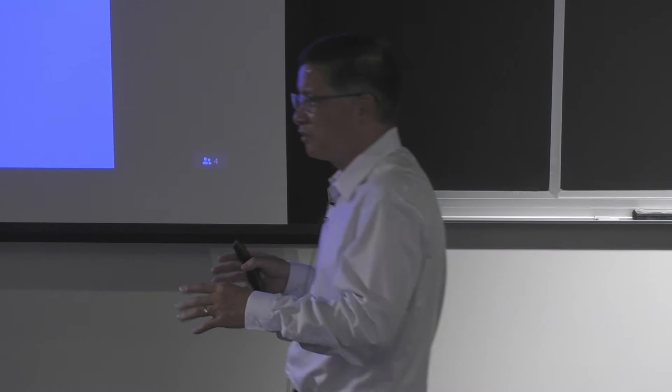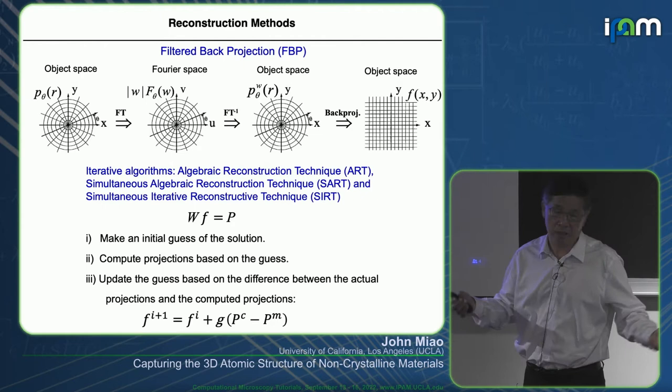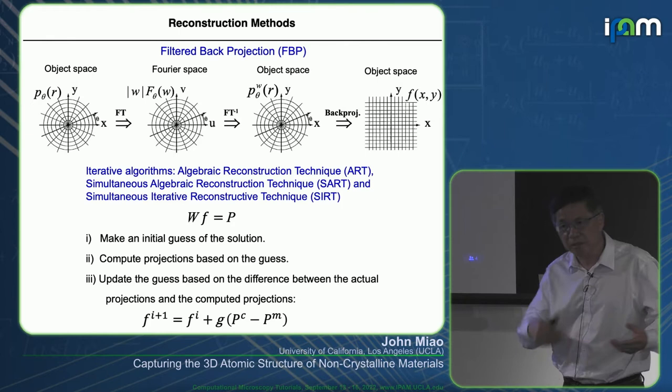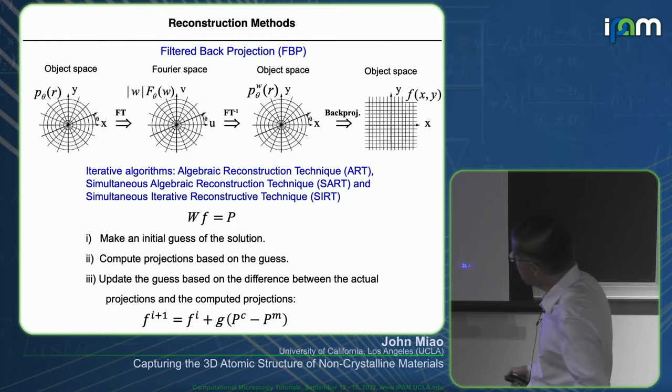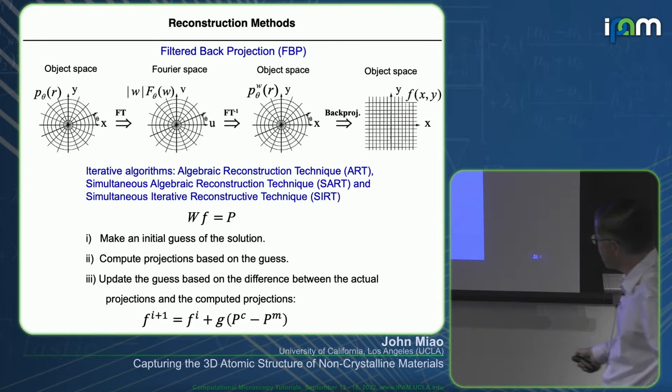There are also iterative algorithms developed, the ART, SART and SIRT. In an iterative algorithm, you have W times F equal to P, where P is the projection. W is a matrix, and F is a 3D matrix. W is determined, and P can be measured, so you want to calculate F. Usually inverting that 3D matrix is very sensitive to noise. So you use iterative algorithms: ART, SIRT, SART. Make an initial guess of a solution, then compute the projection based on W times this guess, and then update the guess based on the difference between the actual projection and the computed projection. These are very simple iterative algorithms.